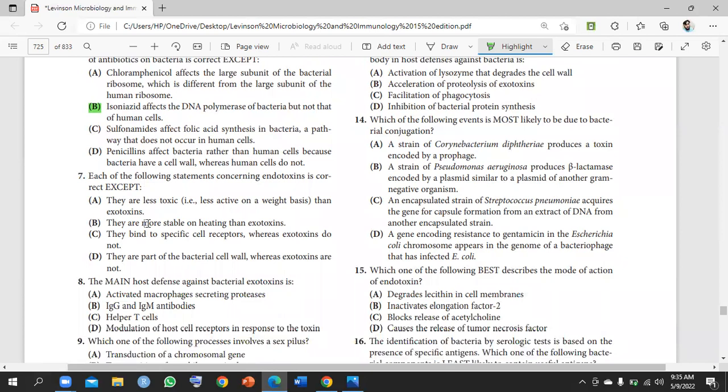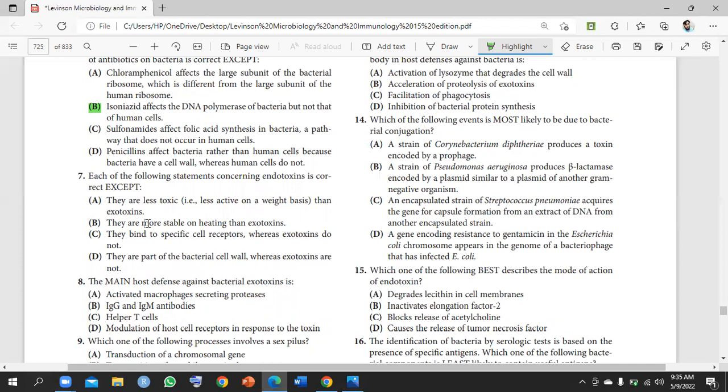Now, 7. Each of the following statements concerning endotoxin is correct except. Okay. Now you have to make sure that your knowledge about endotoxin is quite good. So they are less toxic than exotoxin. Yes, the endotoxins are less toxic than exotoxins. Exotoxins are much more toxic than endotoxin. So this is not our answer.